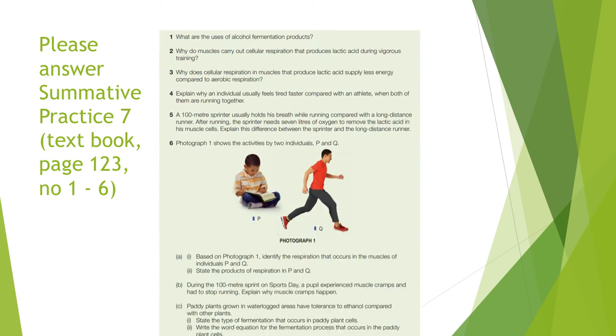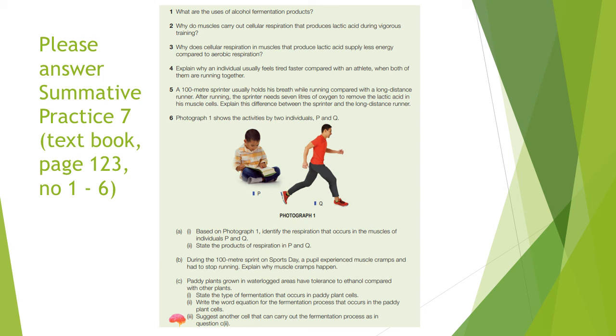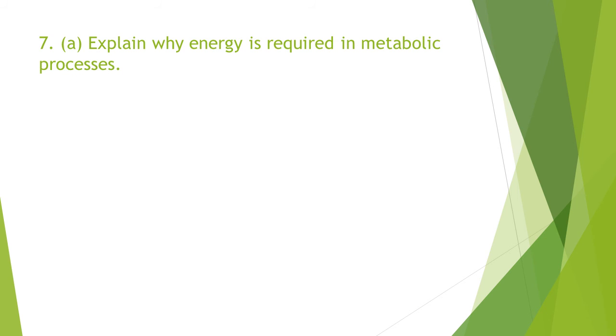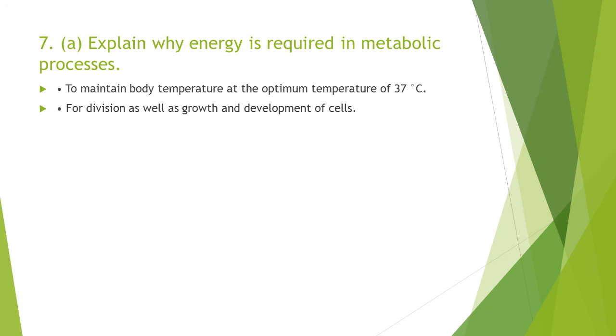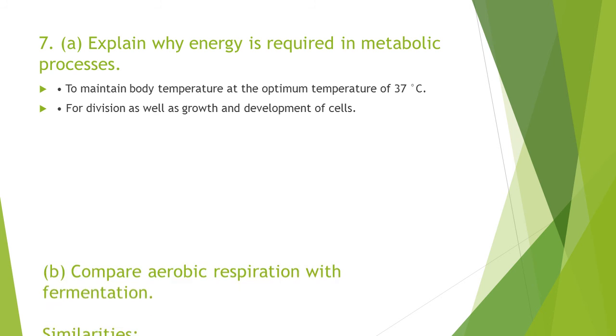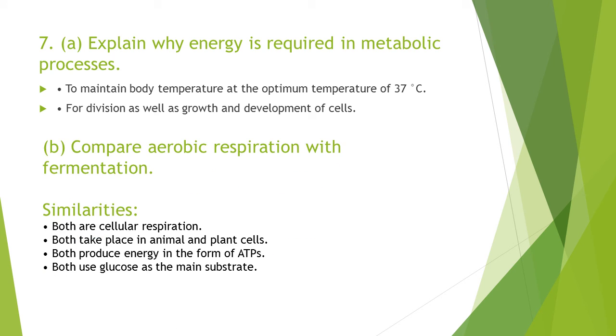Okay. So please answer these questions in the practice book, text page 123, number 1 and number 6 only. For number 7, there is the experiment. They want you to answer why energy is required in metabolic processes: actually, to maintain our temperature at 37 degrees, as well as for growth and development of cells. B, compare aerobic respiration with fermentation. The similarities I already gave you, and the differences were already explained to you.